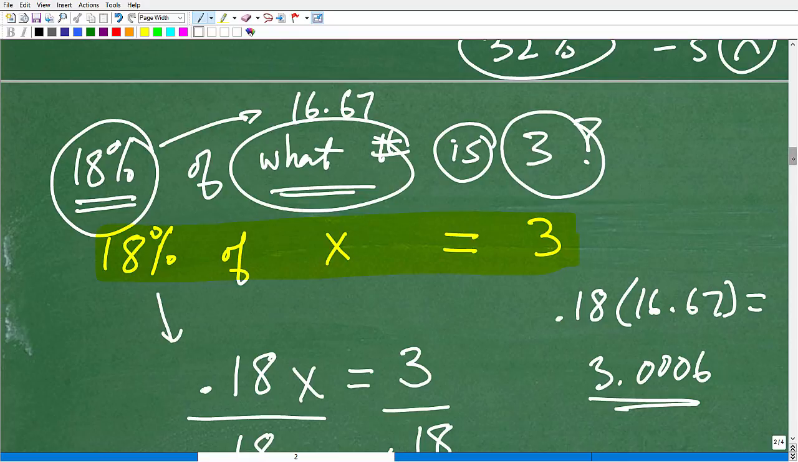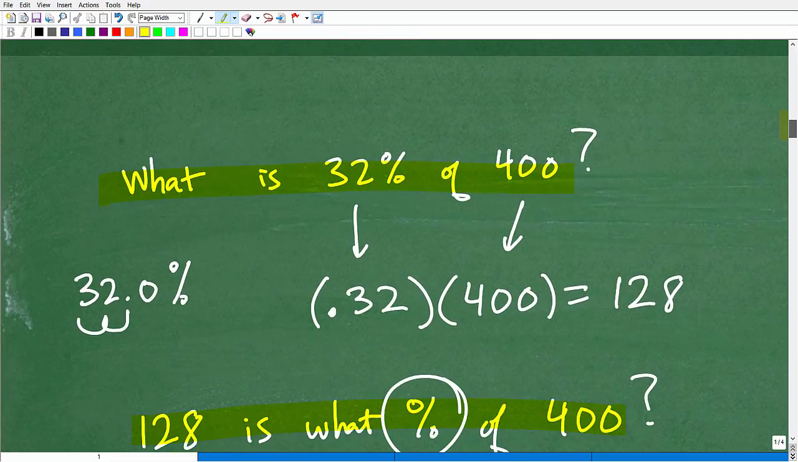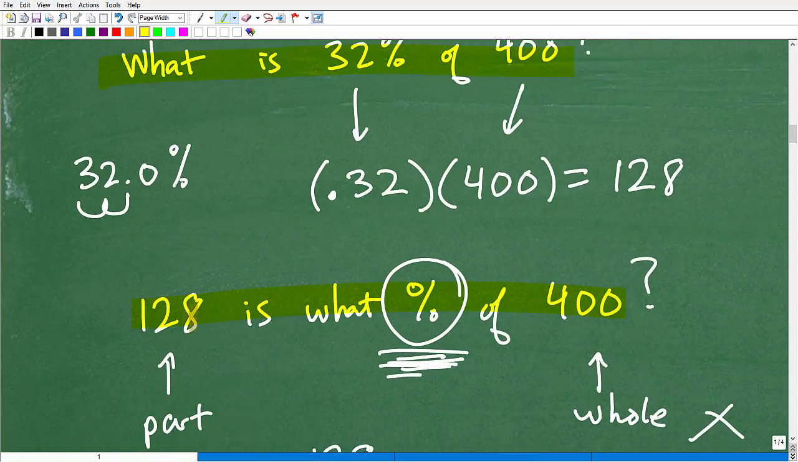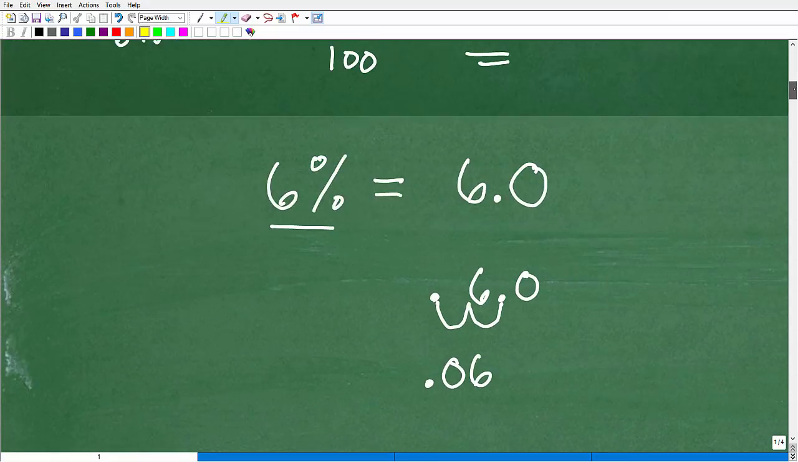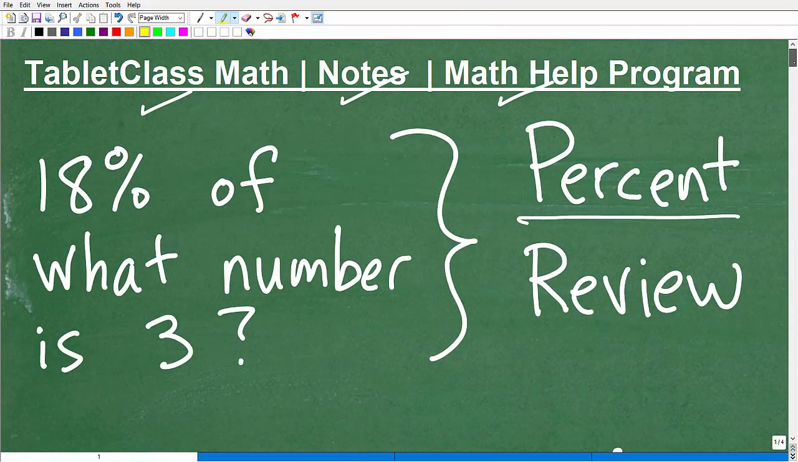Basic algebra equations are awesome. But again, you can't even do that unless you understand the fundamentals, the real basic kinds of problems and the concept of percent. Like percent of a number. This is real basic: 32% of 400. You've got to know how to do that. You've got to learn how to walk before you can run. 128 is what percent of 400? We covered how to do that. And then obviously, knowing how to write percent as a decimal and a decimal as a percent. These are the super, super foundational topics of percent.